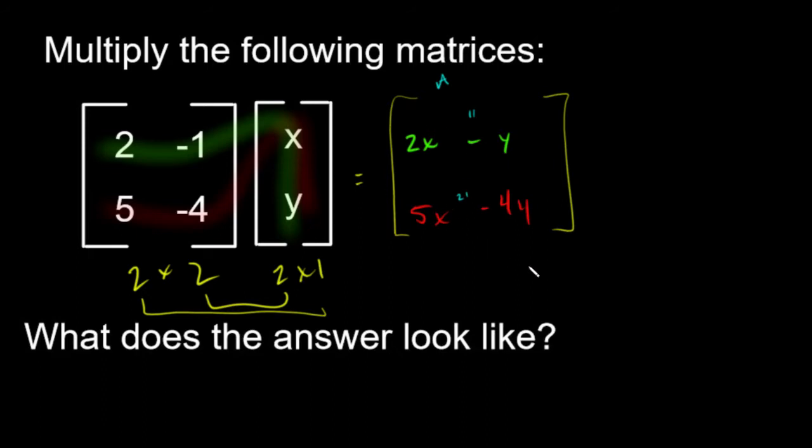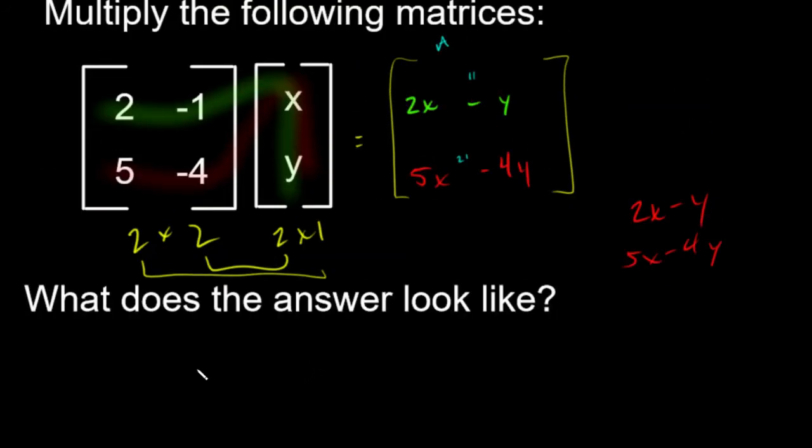What does 2x minus y and 5x minus 4y look like? What does the answer look like? Well, it looks something like a system of equations. You don't have to write this down. That's because it's very close to being one. All you need is the equals and then some number, and now you've got a system of equations. This setup here is what we use to model systems as matrices.